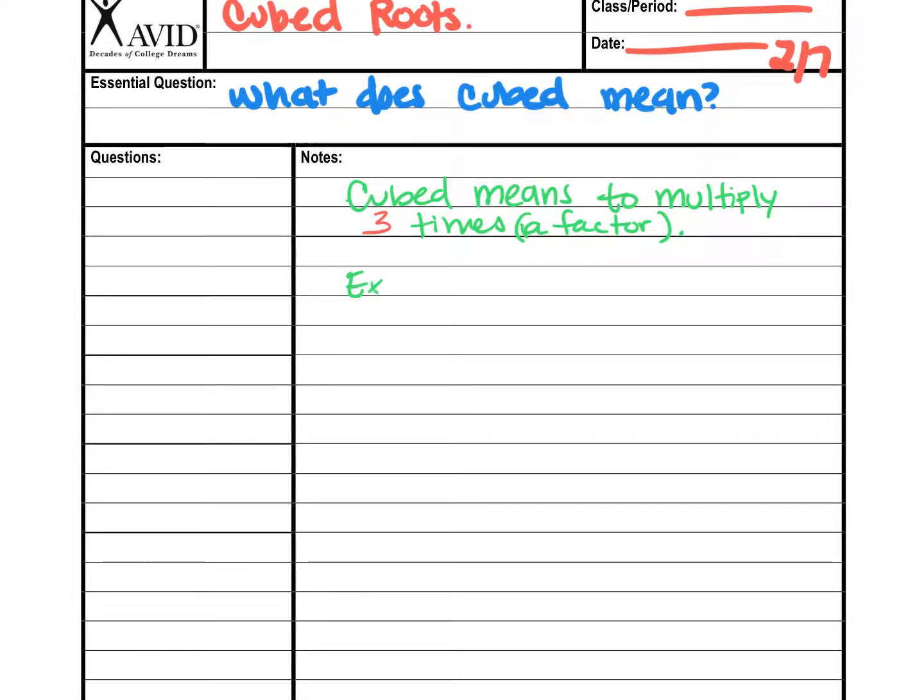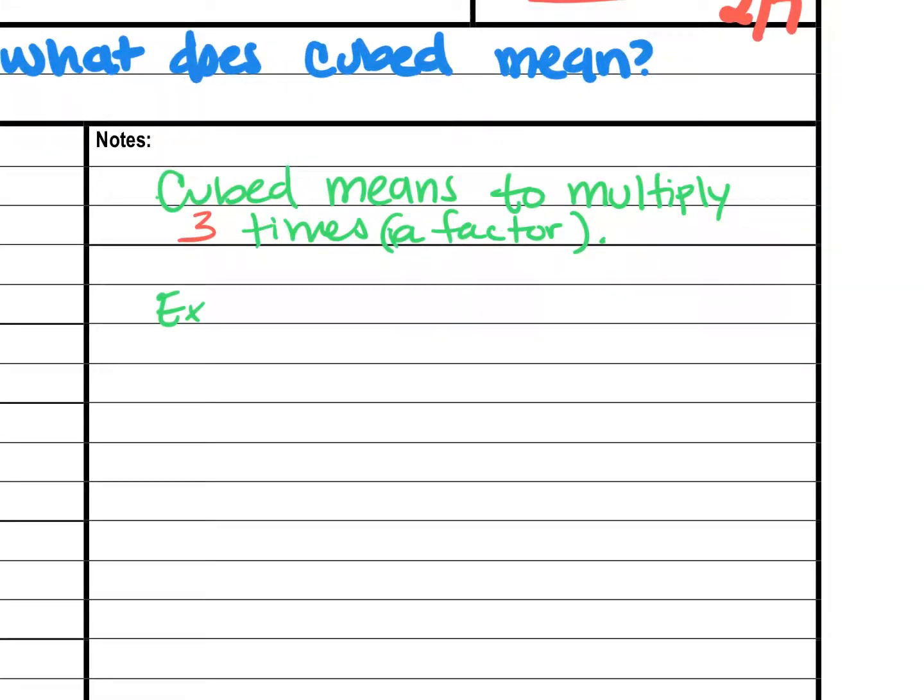Here's an example. If you have x cubed, we're going to keep it algebraic: x times x times x. Those are just 3 symbols representing 3 factors. Those are called factors that are being multiplied. How many times? 3 times to itself. So the word is called cubed. That's how you say it.